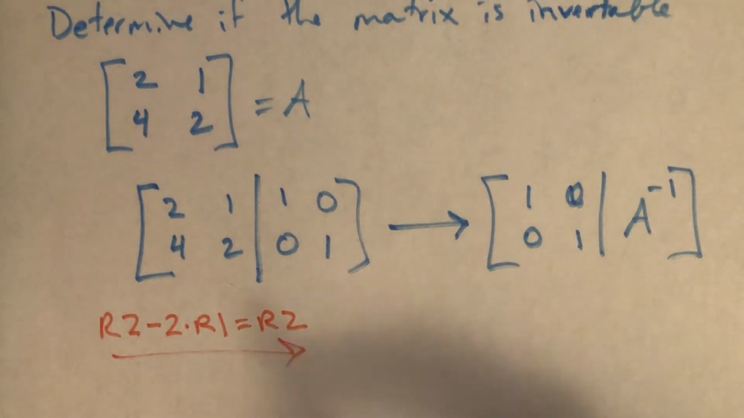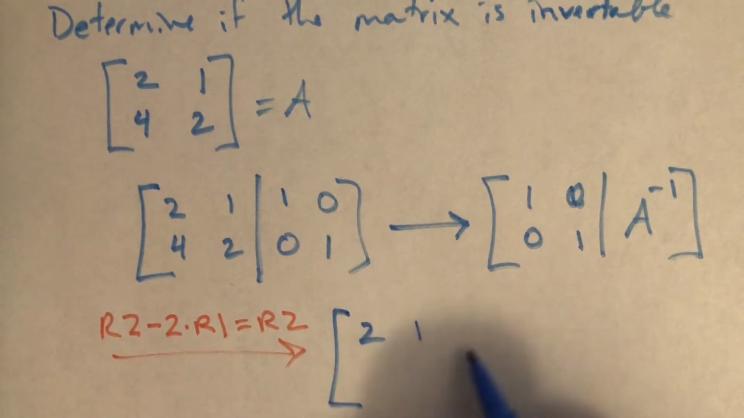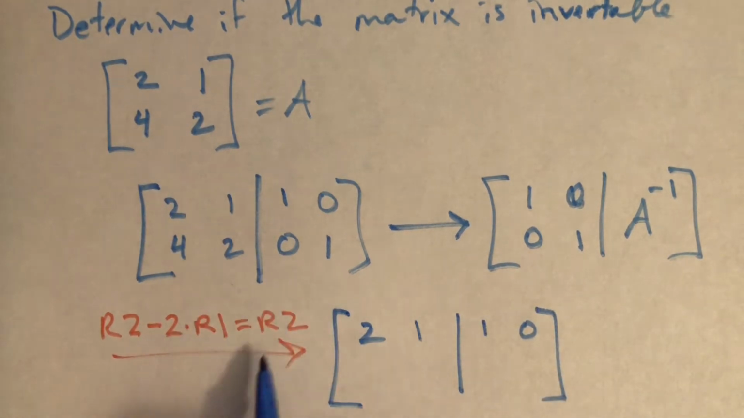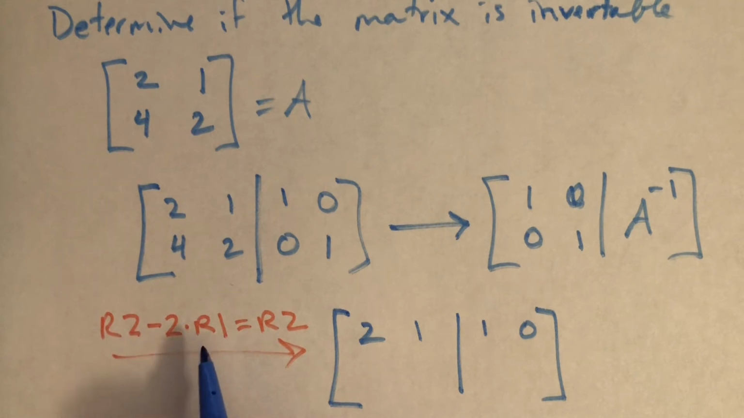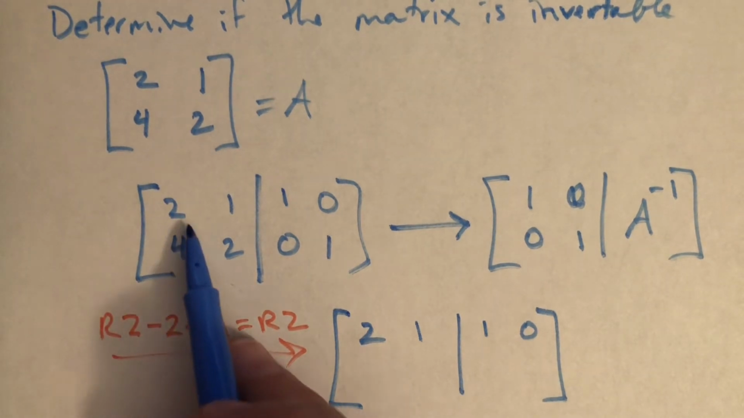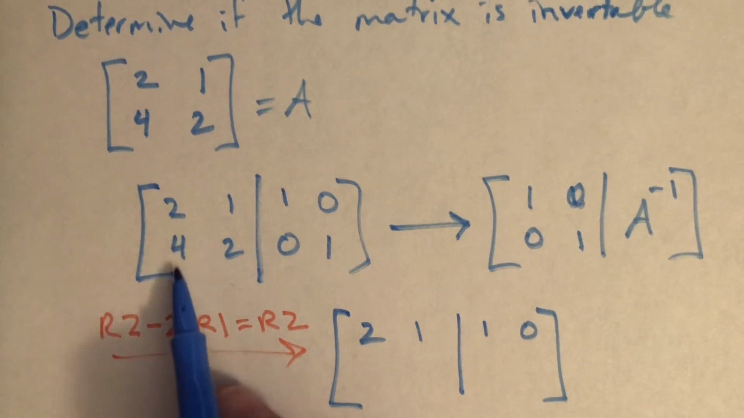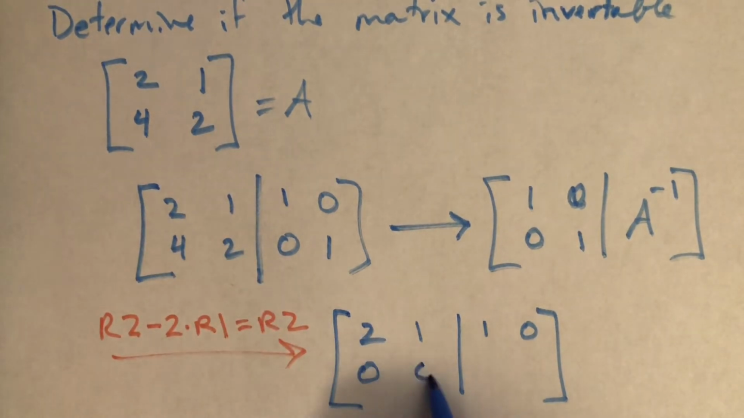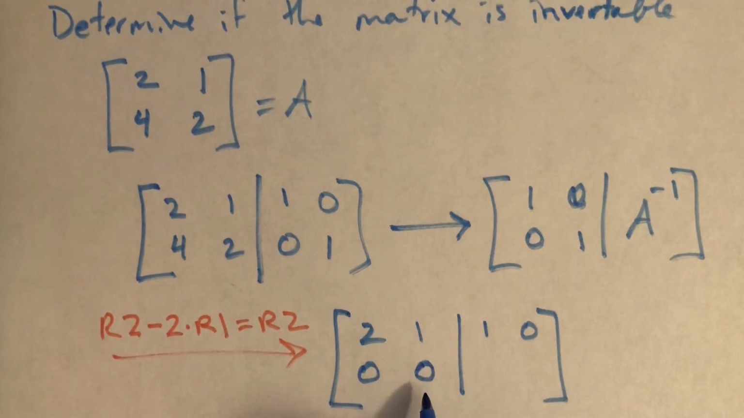If I do that, I'm not changing my first row at all. That's staying the same, so I'm going to just copy those down. And now here, I'm going to replace row 2 with row 2 minus 2 times row 1. So 4 minus 2 times 2 is 4 minus 4. That's 0. And then 2 minus 2 times 1 is also 0. So this is going to indicate to us that something's fishy.